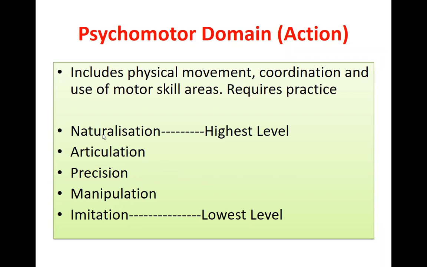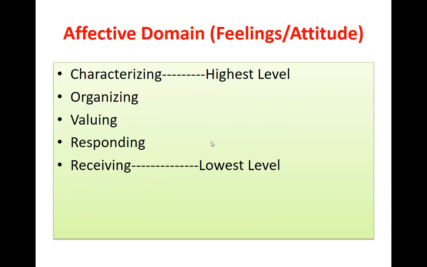And the highest level is the naturalization level, where you do not even bother about what you are doing. It comes naturally. Once you are an expert in cycling, it's not a problem. You do not even think how to do all these steps. It comes naturally. So that is the psychomotor domain.